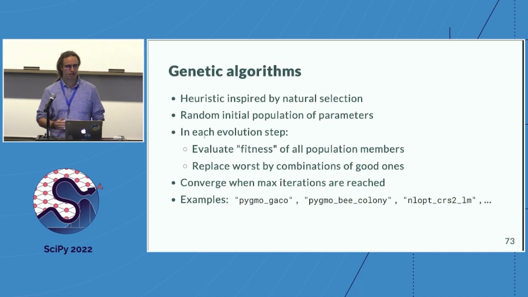And usually these algorithms converge when some kind of max iterations is reached. So it's not like local algorithms that have nice stopping criteria based on gradients or so. And examples for these algorithms, we have actually quite many in the PyGMO library, but also NLopt has a few, so you can check out the documentation. And some of these can do the criterion evaluations in parallel.